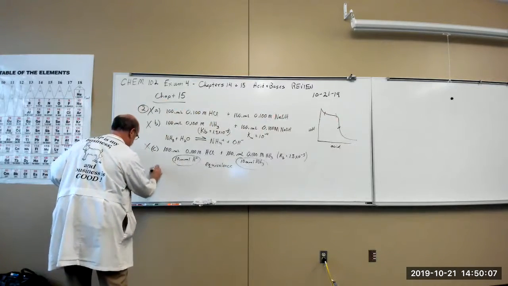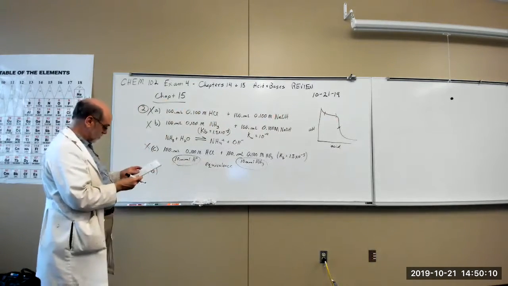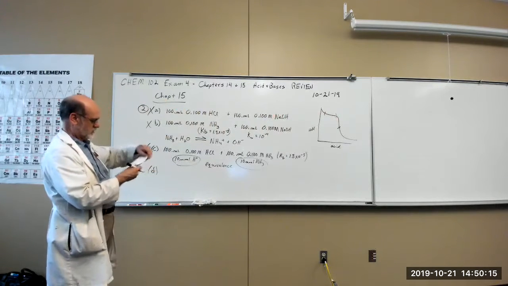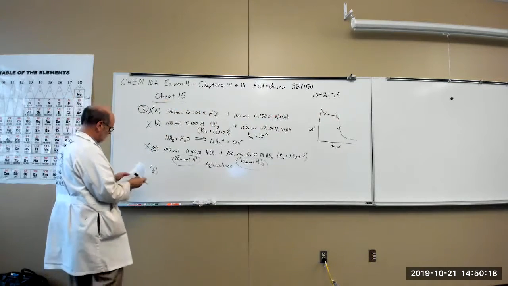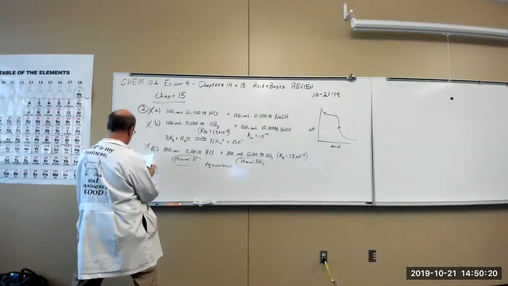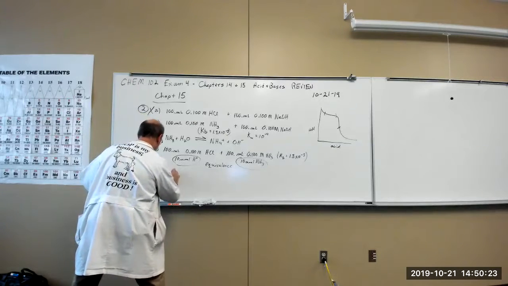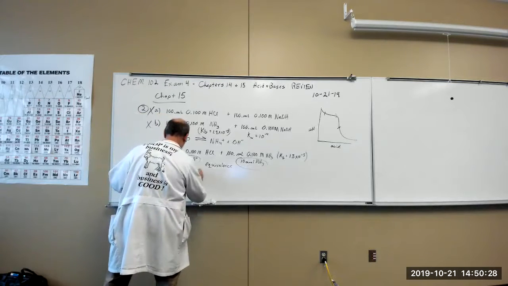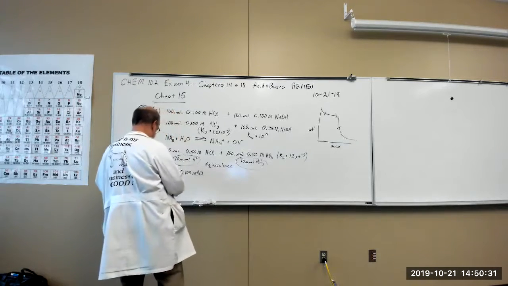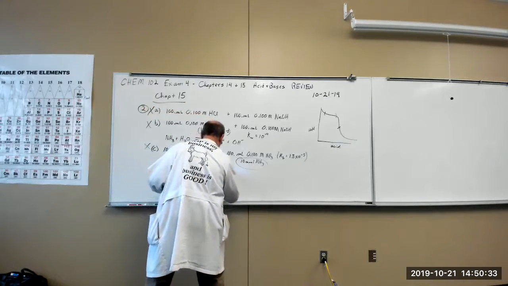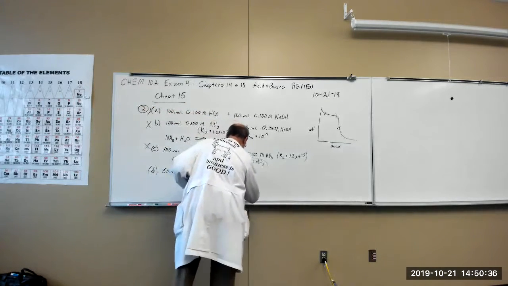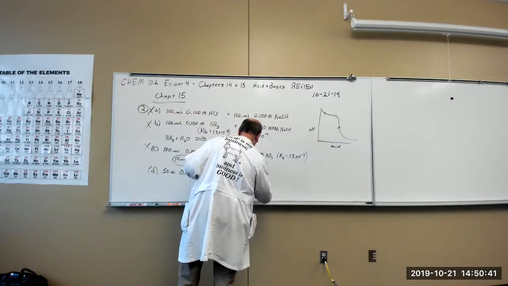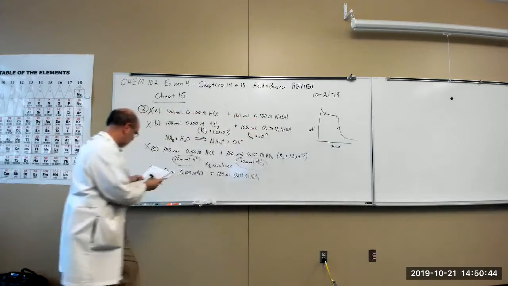How about D? Kind of running out of options. D better be the right one. So what do we have for D? We have 50 milliliters of 0.1 molar HCl plus 100 milliliters of 0.1 molar ammonia. Okay.